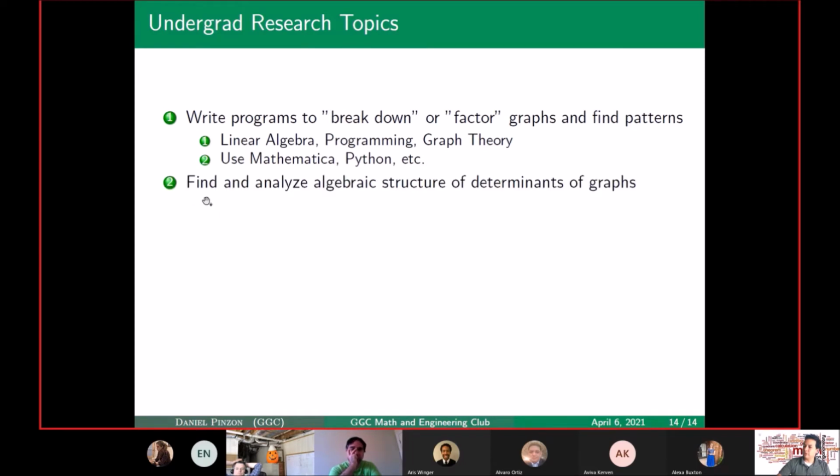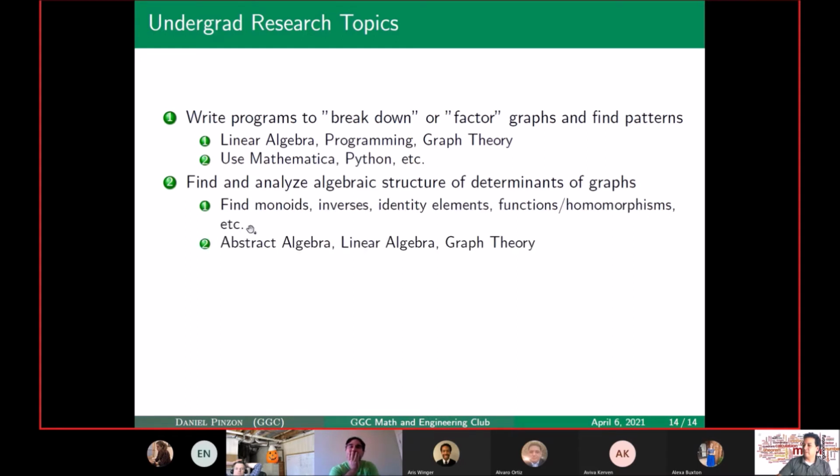Another interesting project is to find and analyze the algebraic structure of the determinants of graphs. I'm doing a project with Dr. Roberts, and we've been able to find a nice algebraic structure using equivalence classes of determinants of graphs. And we were able to find certain monoids and inverses, and that would be your project, is to find a few more identity elements or inverses, or what kind of functions are possible in this structure that we found. And you need a little bit of abstract algebra, some linear algebra and graph theory for this project.